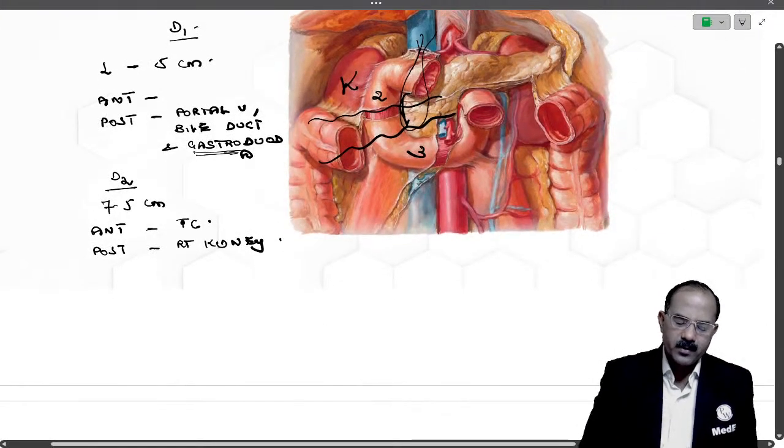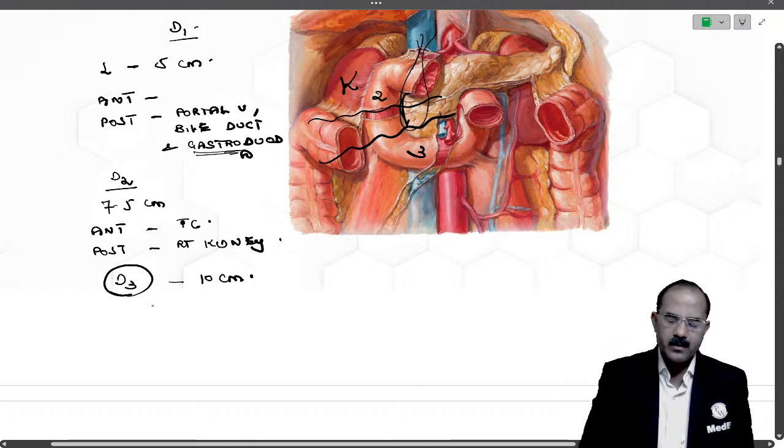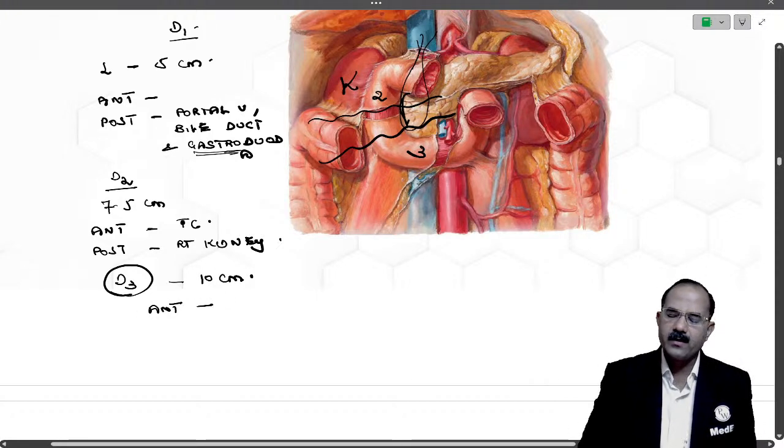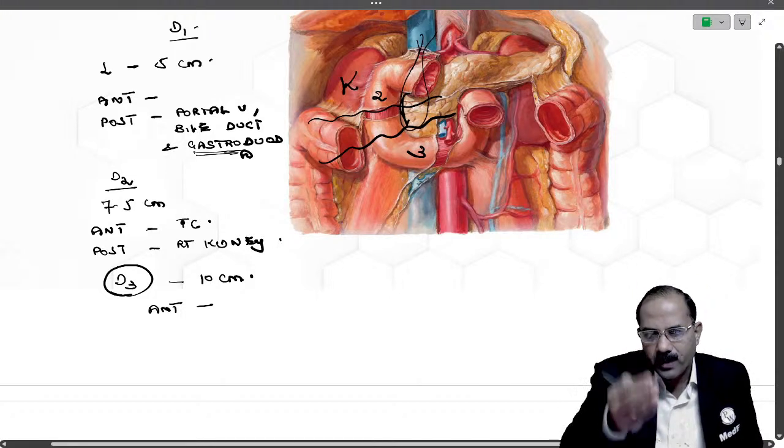Now, coming to the third part of the duodenum. The third part of duodenum is very important. The length is 10 centimeters. Tell me the anterior relation. Anterior relation of the third part. You can see the third part. What is crossing the third part of duodenum?